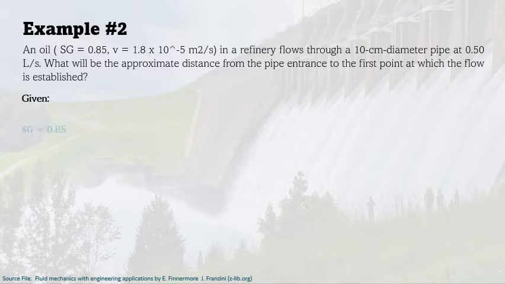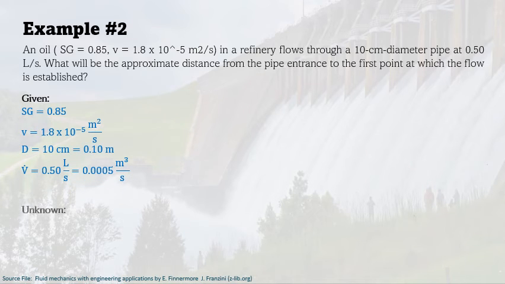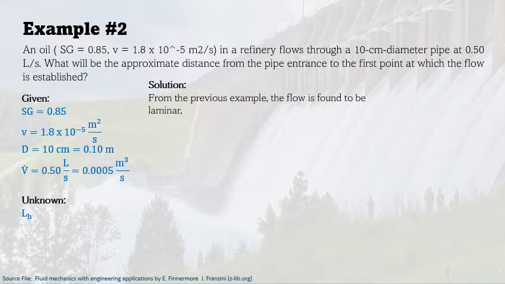So we are given the specific gravity, the kinematic viscosity, diameter, and the flow rate. And we are looking for the L_H, or the hydrodynamic entry length, for us to know the point where the flow is already established. From the previous example, the flow is found to be laminar. That's why we can use the formula for laminar flow.